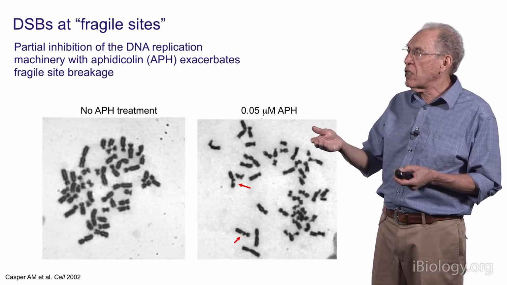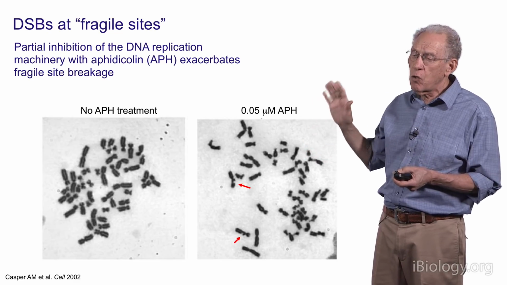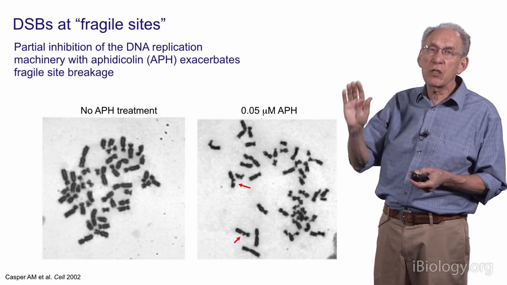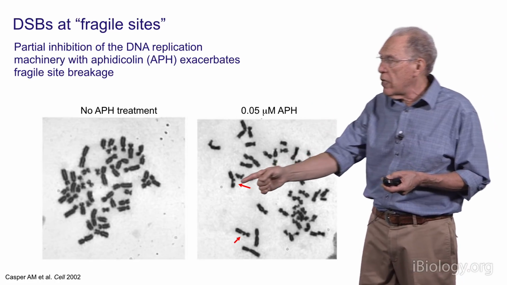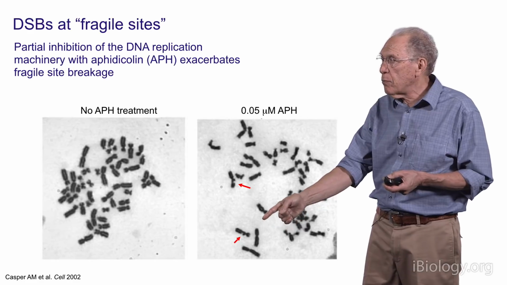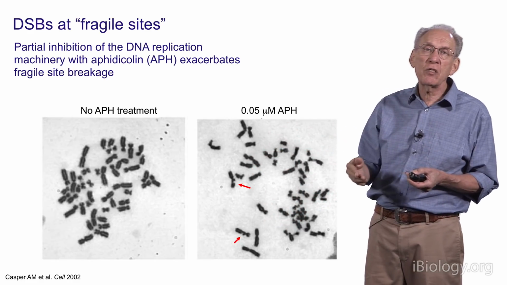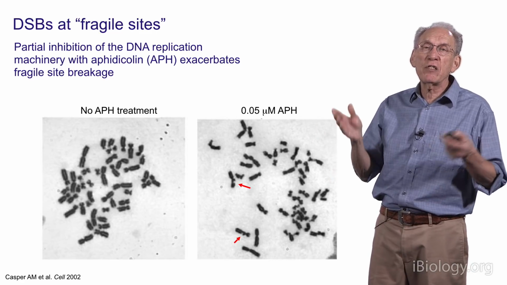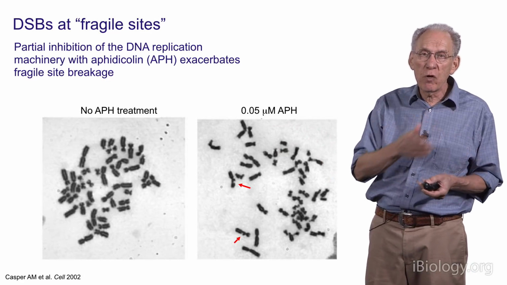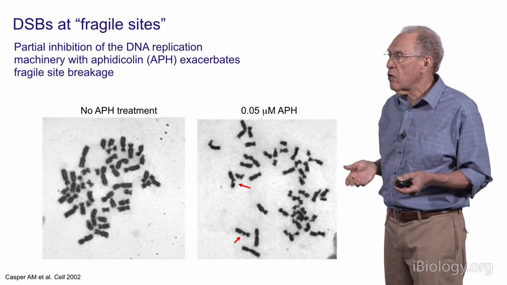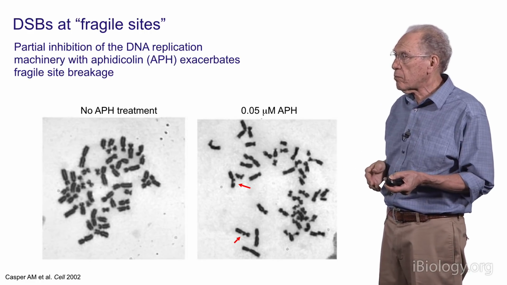And so if you treat the cells with a quite low dose of acetylcholine, so the replication is proceeding but not as efficiently as normal, you see these fragile sites appear, places where, again, you see one of the two sister chromatids is broken because the replication fork has been unable to get through those sequences without some kind of consequence.